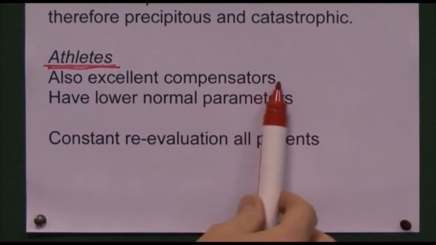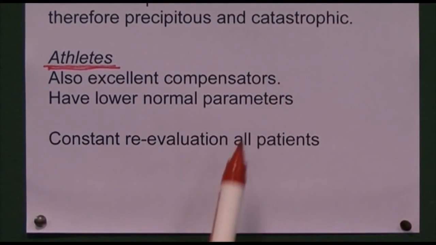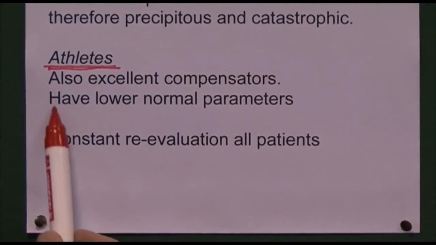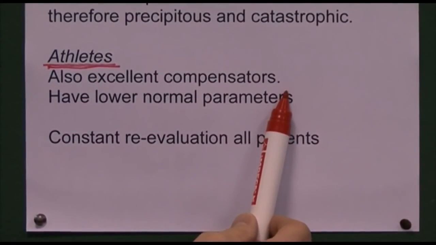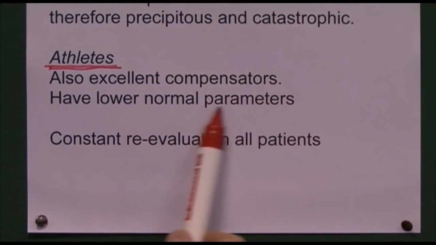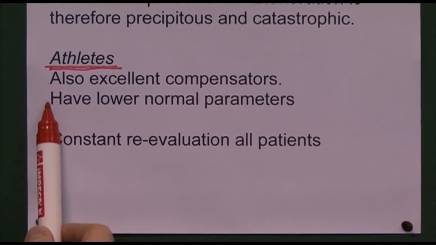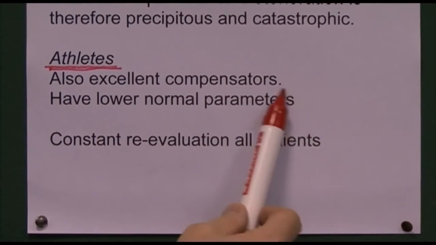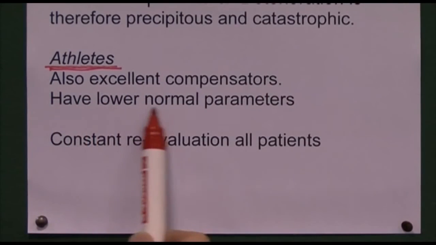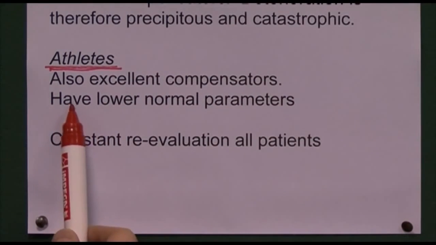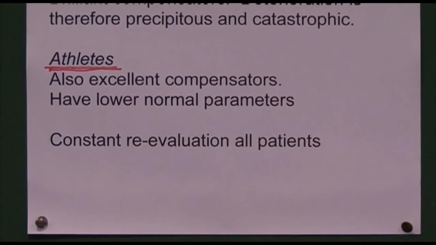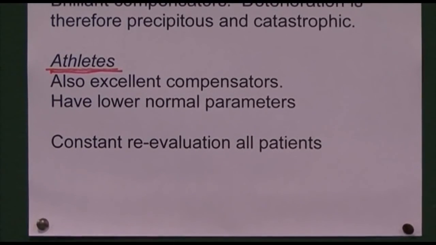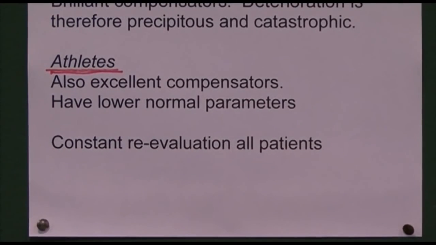And the same is true of athletic, fit young people. They can be very good compensators and decompensate quickly. And also they can have lower normal parameters than normal. So a young fit person might have a normal pulse rate of 50. So if they have a tachycardia of 101 or 102, for them that might be a very significant tachycardia. So always think about your observations in relation to the patient's normal conditions, not in relation to some sort of hypothetical average that you might have in your head.